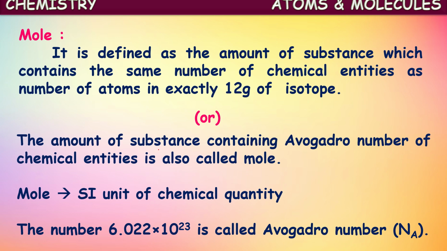So the amount of substance is expressed in moles. 1 mole is the same number of chemical entities as present in the C12 isotope. That number is the Avogadro number, 6.022 into 10 to the power of 23, denoted by Na. Generally, mole is the SI unit of chemical quantity.